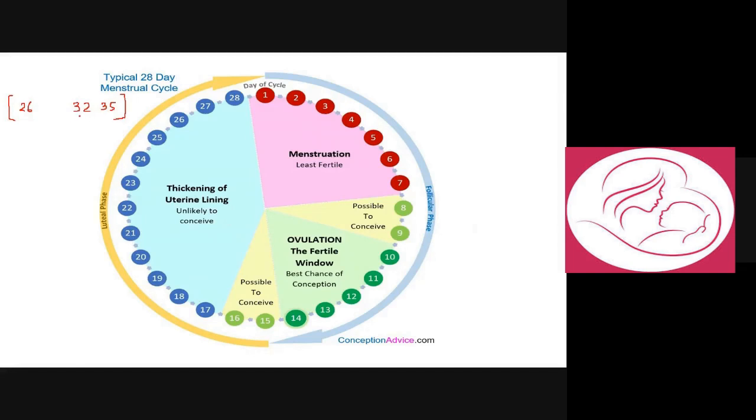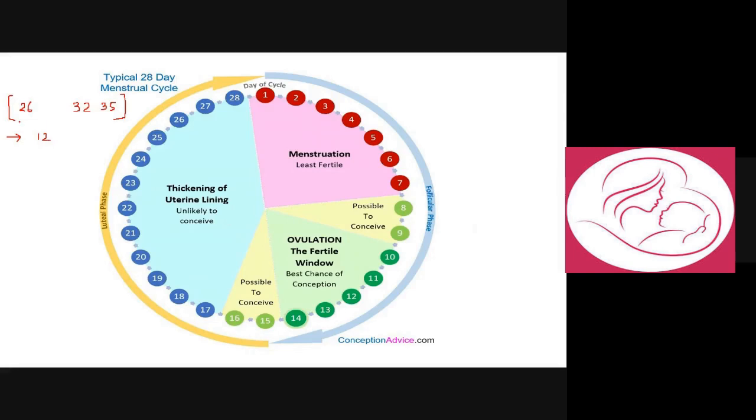Now we take one more parameter into it, and that is the count of the number of periods that you had in 1 year. It can be counted at a yearly level or also at a half-yearly level. That gives you a rough indication of which direction you are moving. For instance, if your cycle is always 28 days, then most likely you are going to get around 12 periods in a year, or 12 menstrual cycles in a year.